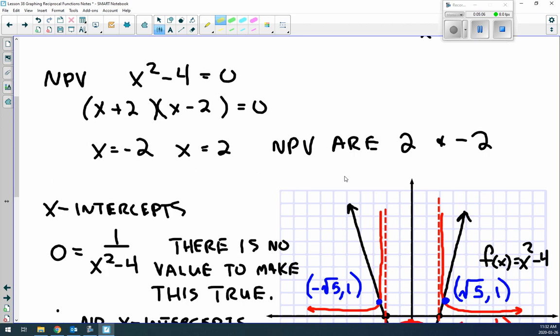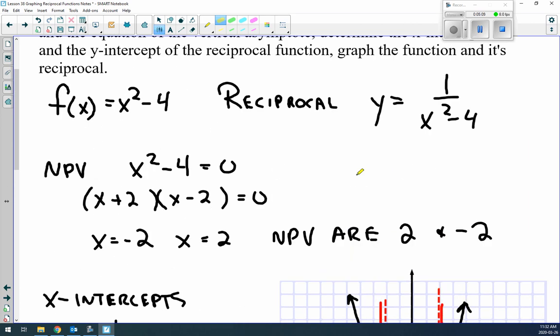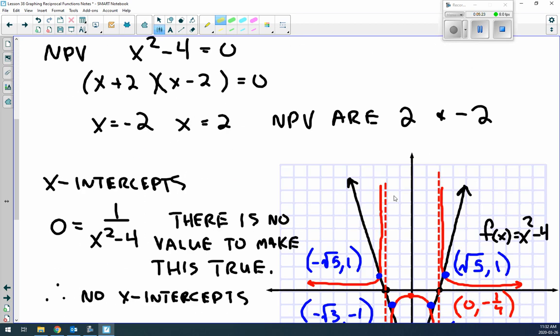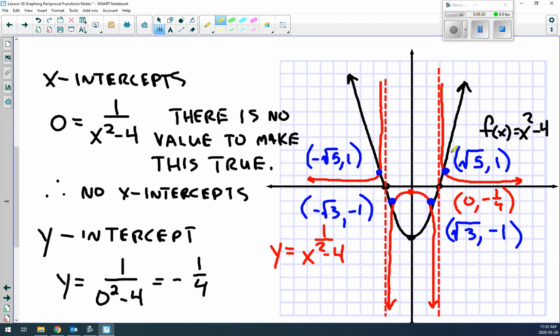Now, we want to do the reciprocal. So let's figure out the NPVs. In this case, there's 2 vertical asymptotes. So here it is, x squared minus 4. Set it equal to 0. Well, that's easy. That's a difference of squares. So we find out x equals -2 and +2. So our NPVs are 2 and -2. So we put our vertical dotted lines in. Asymptotes are always dotted lines. And actually, you should probably put in a dotted line here too for the horizontal. And again, if you see the horizontal, it's at the x-axis.